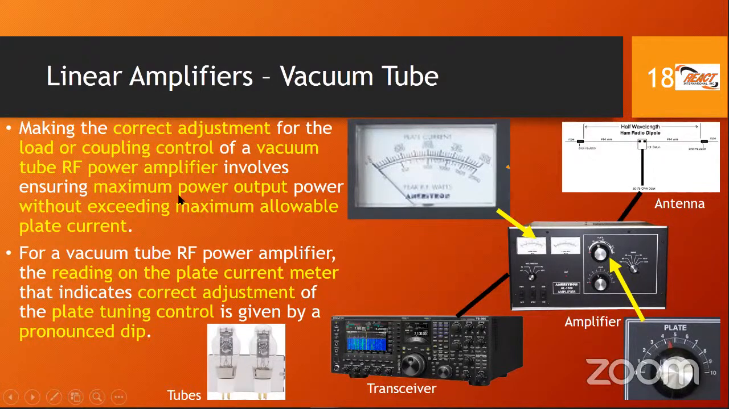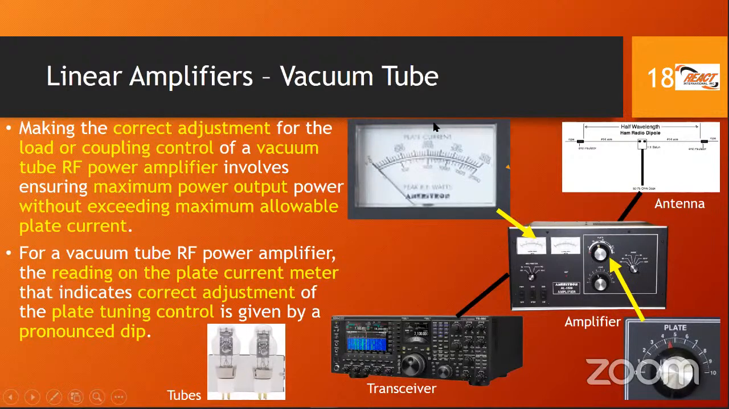So that's the first bullet point that we have here. We say that making the correct adjustment for the load or coupling control of a vacuum tube RF power amplifier involves ensuring maximum output power without exceeding maximum allowable plate current. So that's what you will get in your exam. Just read that as we need to tune this properly to get maximum wattage out while not exceeding the plate current.